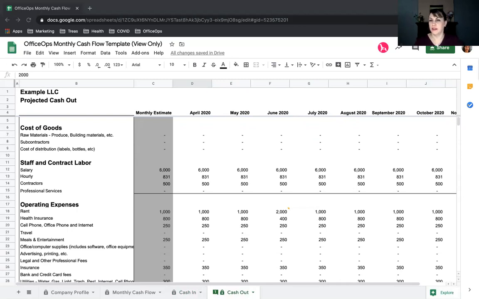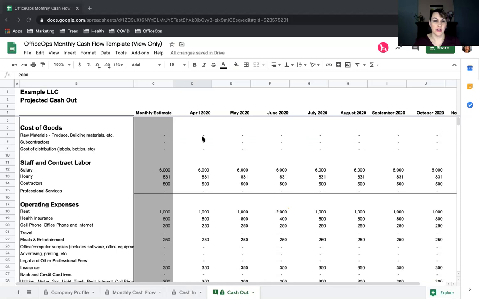Okay. All right. So again, your expenses, really your cash out, because some things are not expenses, such as credit card payments. The first thing you want to consider is your cost of goods, right? If you don't have this, you don't need to consider it. But if you do have it, it can make up to 75% of the expenses for your business.